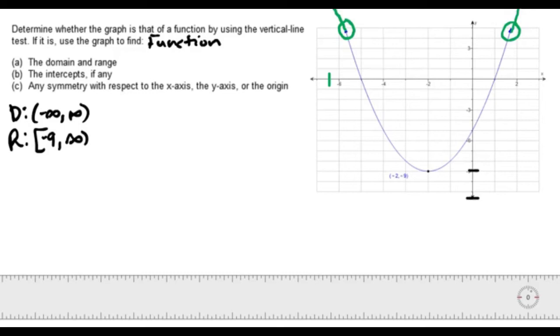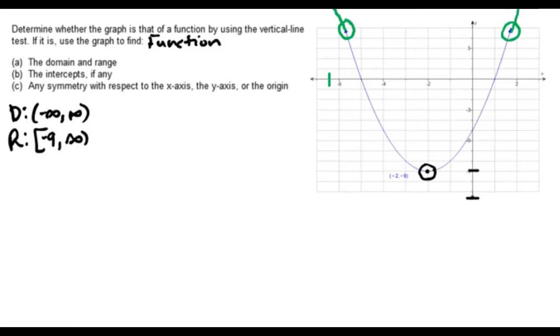And hopefully you noticed I put a bracket on -9. I put a bracket on -9 because this point has a closed-in circle, and that means that it's part of the graph. And so -9 is part of the range. And that's how I indicate it with interval notation. A bracket means that -9 is part of the set. It is included as part of the range.